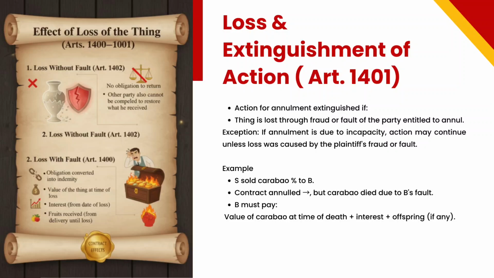Article 1401. The action for annulment of voidable contracts shall be extinguished when the thing which is the object thereof is lost through the fraud or fault of the person who has a right to institute it. If the right of action is based upon the incapacity of any one of the contracting parties, the loss of the thing shall not be an obstacle to the success of the action, unless said loss took place through the fraud or fault of the plaintiff.